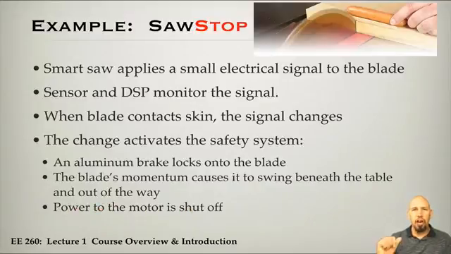If you've ever used a table saw, when you hit the off button, the blade doesn't stop spinning. It takes about 30 seconds before the blade stops spinning. It has to wind down. It's got a lot of inertia. So when the aluminum brake locks onto the blade, it uses the momentum, the inertia, to swing the blade out of the way, so it's no longer touching the finger. That's the kind of situation that we're looking at. That's the application, that's the problem, that's the approach. Now, how do we apply this in an embedded system?